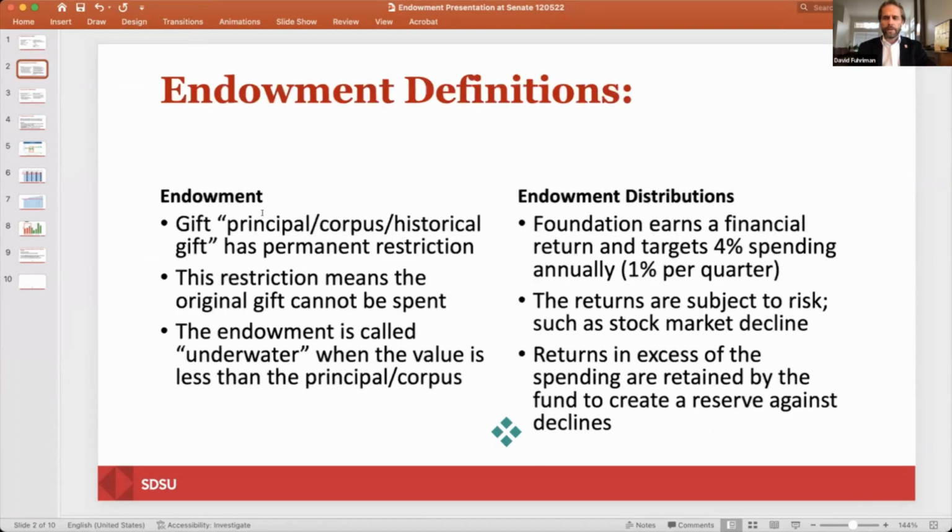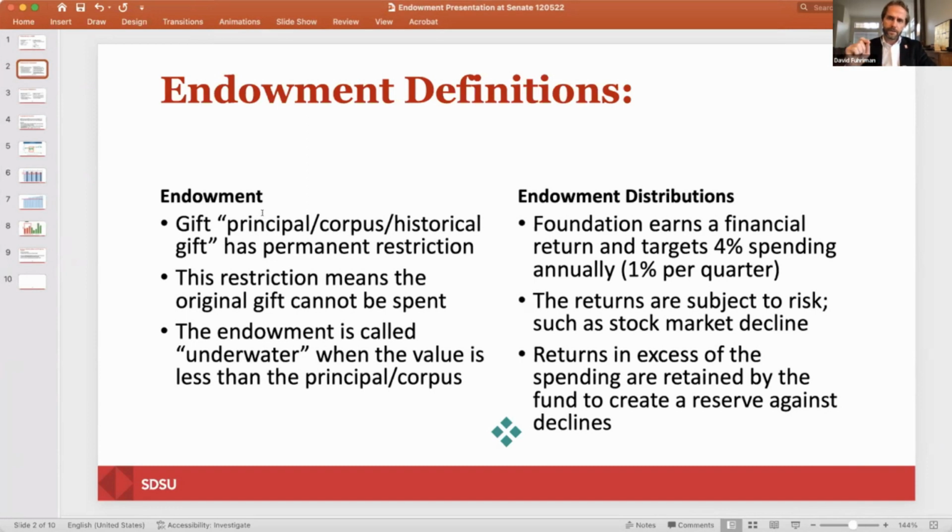I want to go through a couple of definitions. I have some additional charts coming up, but wanted to make sure we're all talking the same language. An endowment is a gift that we sometimes call the principal, or the corpus, or historical gift. It has a permanent restriction, which means that we're not going to spend the donor's gift, the donor's money. So if a donor gives us $1 million, that $1 million is held in perpetuity and is not going to be spent. If that fund goes below the original gift value, or the corpus, then we call it underwater. And we won't spend that fund until the balance is above.